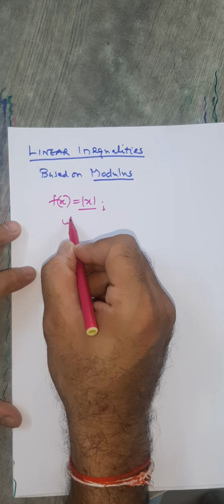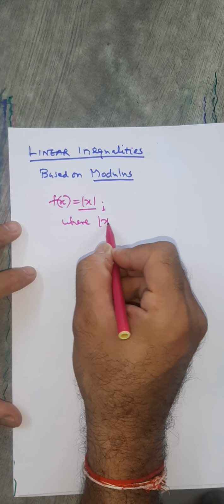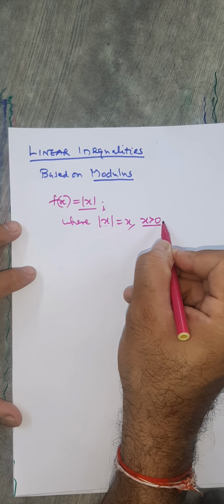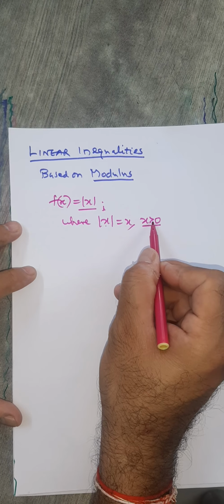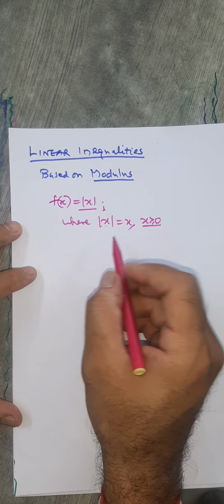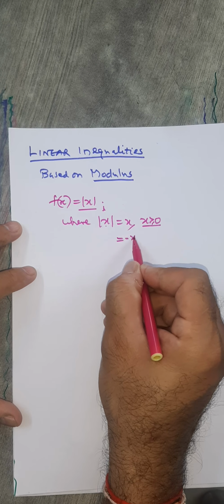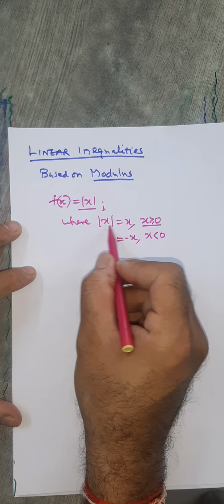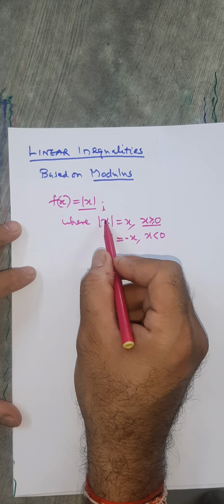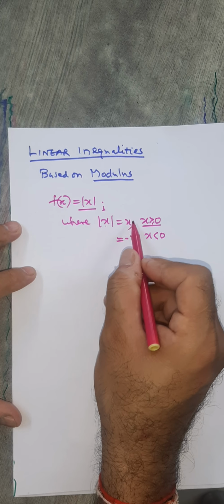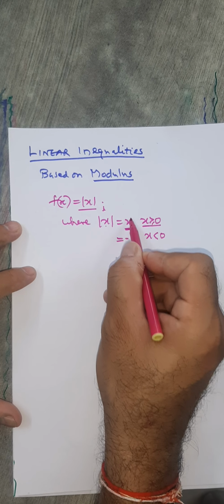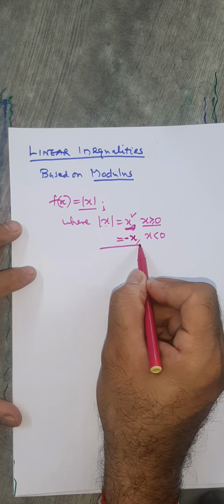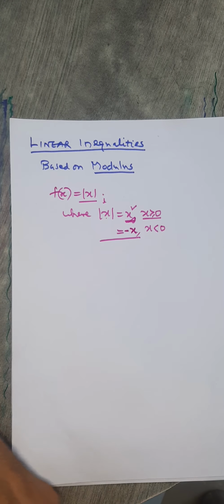where modulus x is given by x if the inner number is positive. If it is 0, then it is 0, so you can write greater than or equal to 0. And here minus x if the inner number is negative. So when you drop the modulus, you ask for the inner number. If it is positive or 0, then it is replaced by itself. And if it is negative, then you need to put minus in front of this. Okay.